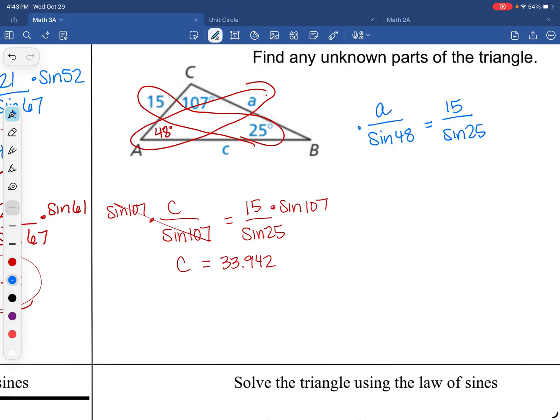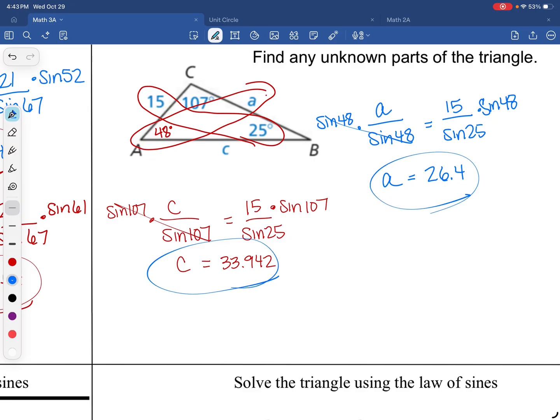Okay, multiply it out. Hopefully you're just seeing that this is kind of the same steps over and over, so it's not too crazy. And then in the calculator, I am multiplying 15 times sine of 48 over sine of 25. And that gives me 26.4. Okay, so these are our unknowns. I guess technically, if it says find any of the unknowns, we also found that angle A was 48 degrees. So these circles were all of our unknowns from the problem.